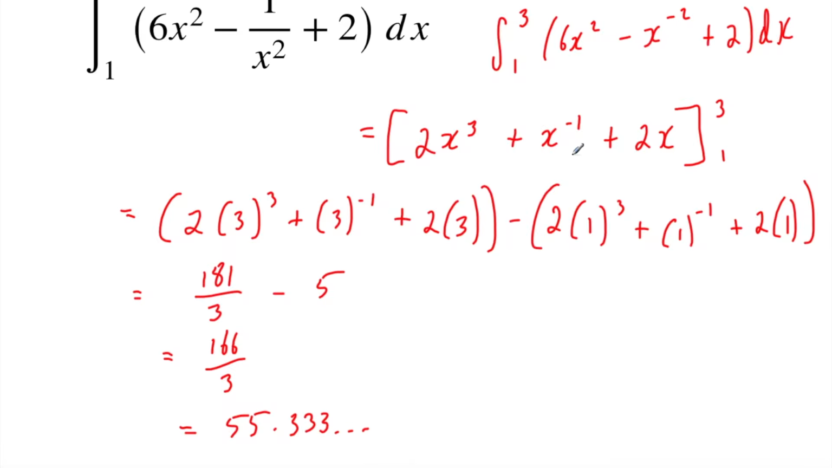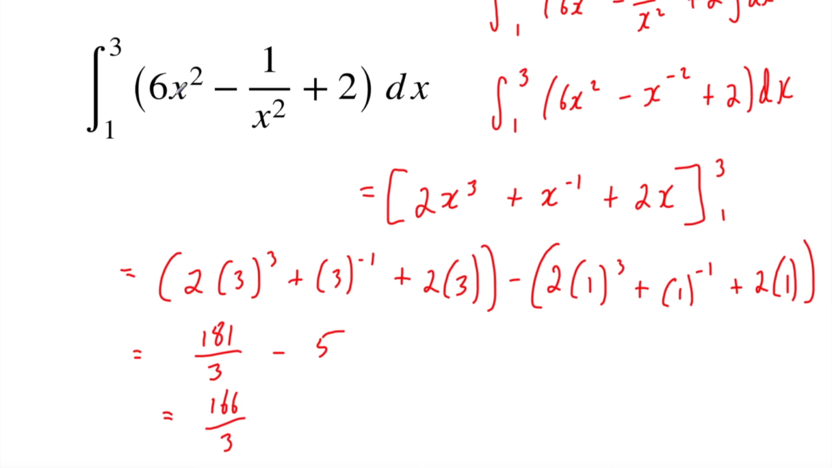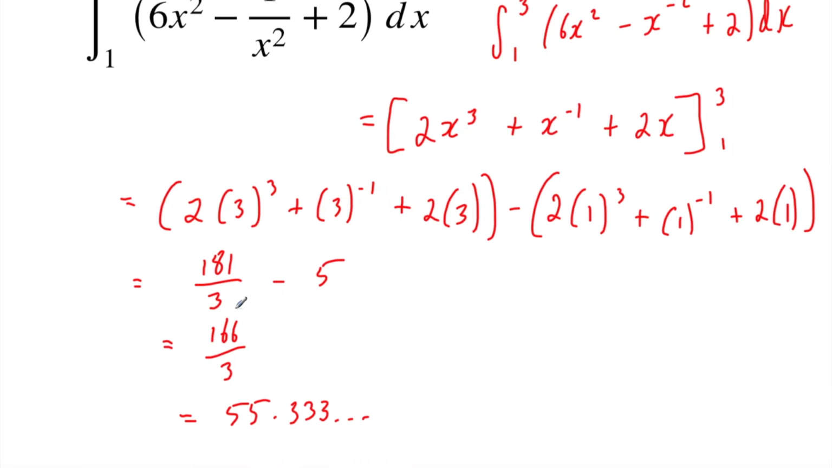And that's it. So that's what we'd get. So if we were asked to integrate 6x squared minus 1 over x squared plus 2 with respect to x between 3 and 1, the answer would be 166 over 3.